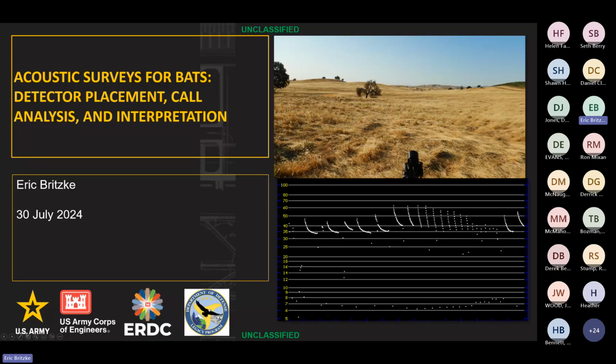The presentation I'm going to give today is a continuation of a webinar that was presented last week that talked about the basics of echolocation and bat detectors. Today we're going to focus on the deployment of the detectors and give some advice on proper placement. We're going to talk about call analysis and interpretation. If any of you know me, you know that I can talk for an extended period of time on call analysis and interpretation. I'm going to try and keep it short and give plenty of time for questions.